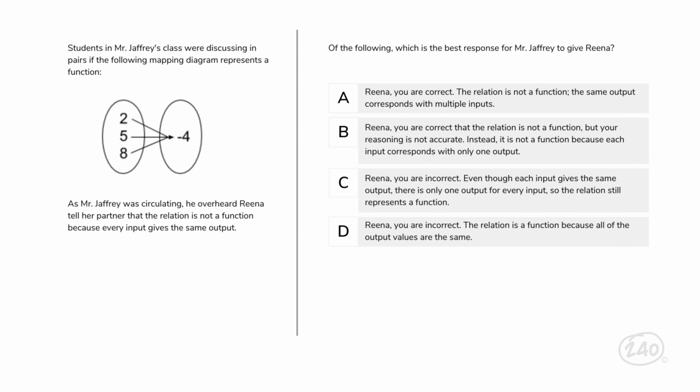Next up, students in Mr. Jaffrey's class were discussing in pairs if the following mapping diagram represents a function. As Mr. Jaffrey was circulating, he overheard Rena tell her partner that the relation is not a function because every input gives the same output. Of the following, which is the best response for Mr. Jaffrey to give Rena? The first step here is figuring out whether this is a function or not. Remember, the only thing that determines if a relation is a function is if each input gives only one output. This is true for this relation, so it is a function. Therefore, the correct answer is C.